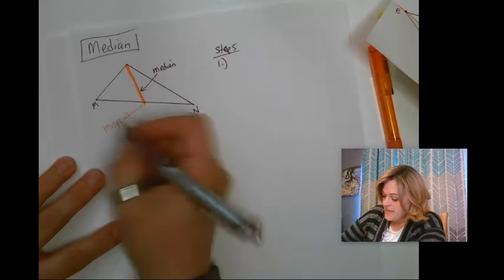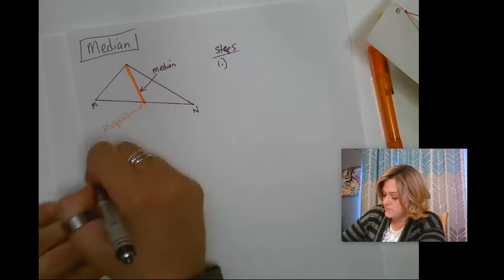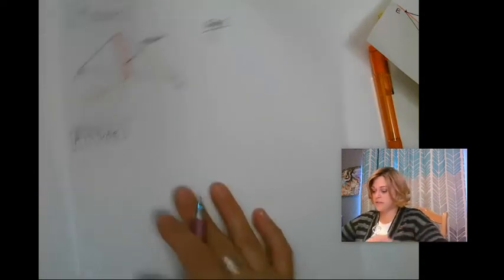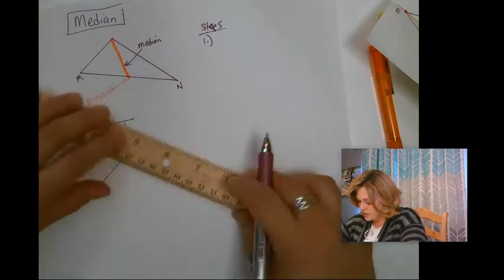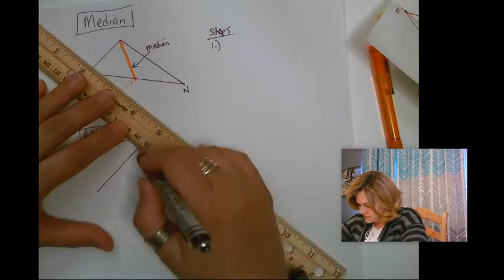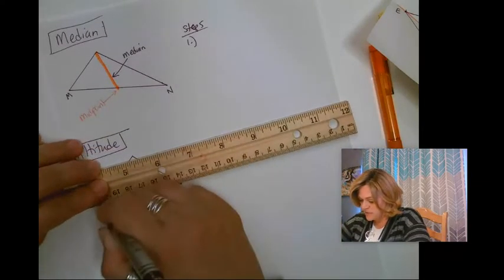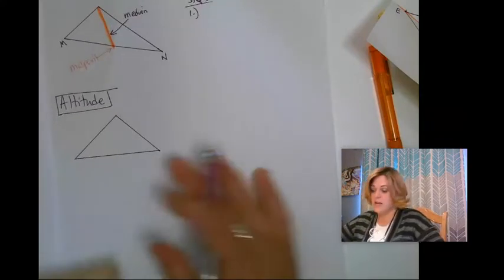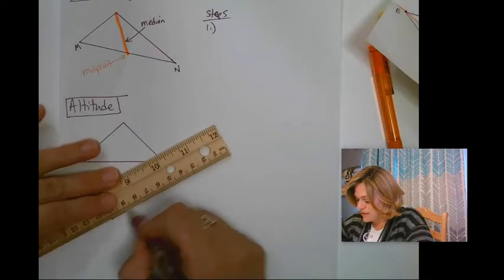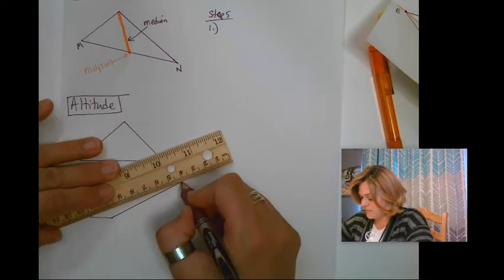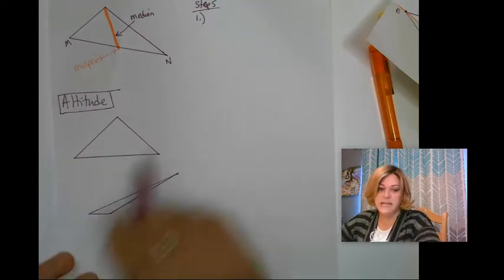And one more is the altitude. So I'm going to do 2 triangles on this one because this could turn out in a lot of different ways. I'm just going to draw an acute triangle. It doesn't have to be anything special, an acute triangle, but then I want to draw an obtuse triangle, just so you can see what could happen. Okay, that's like a huge obtuse angle.